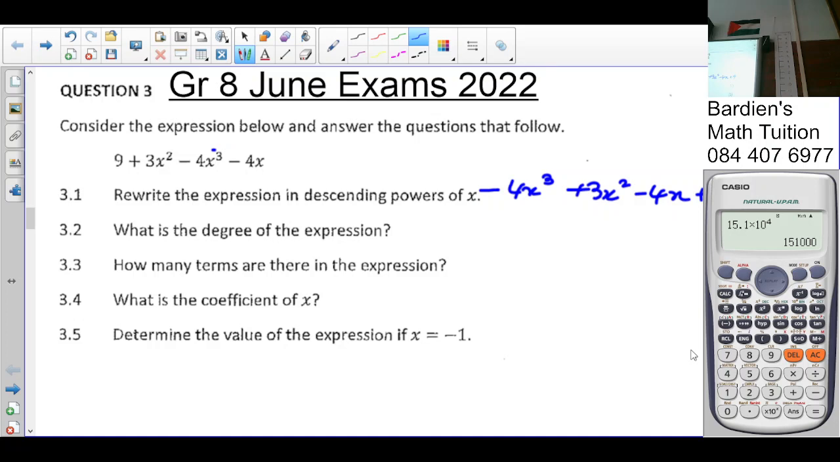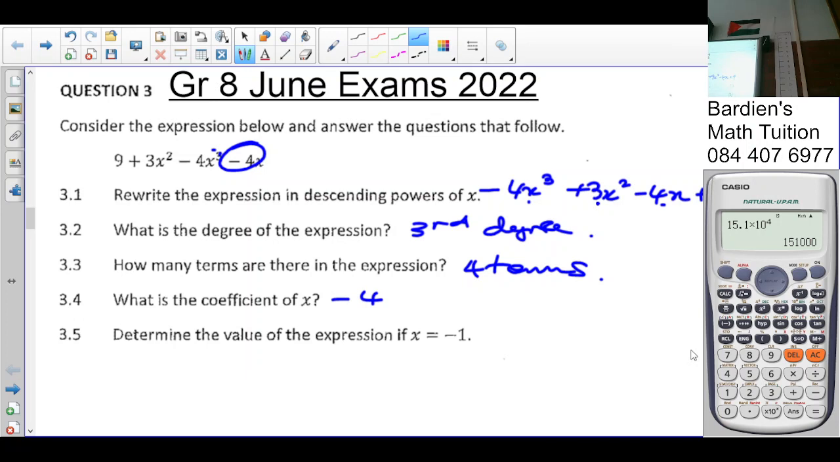What is the degree of the expression? The degree is the highest exponent on x. The highest exponent is 3, so it's the third degree. Okay. The next one is, how many terms are there in the expression? What separates terms? Positive and negative signs. So it's 4 terms. Okay. What's the coefficient of x? The number in front of x. The number in front of x is negative 4. Remember that the sign is part of the term.